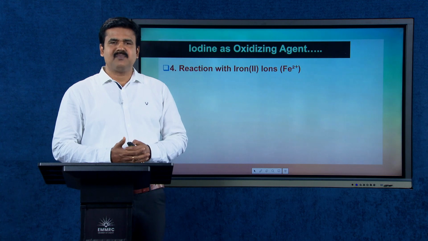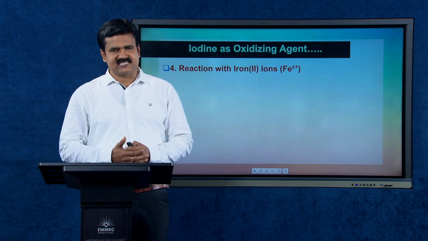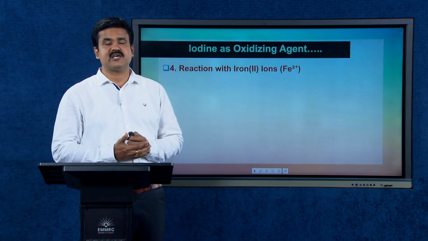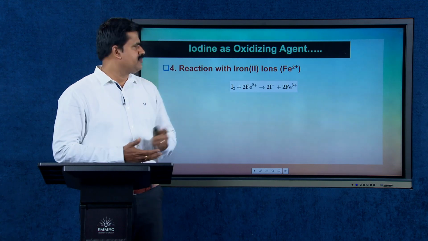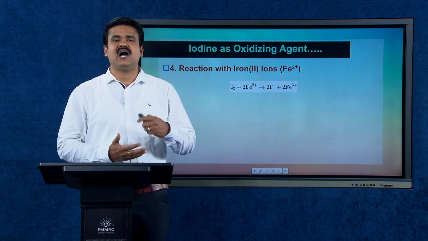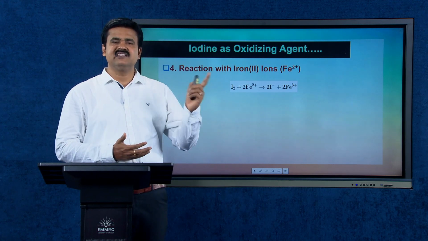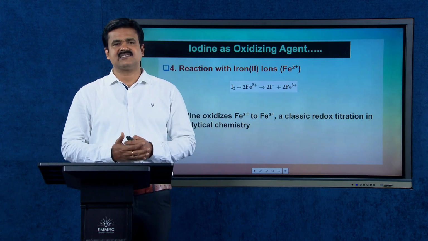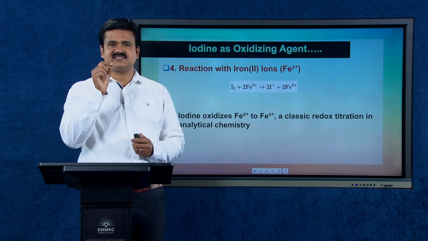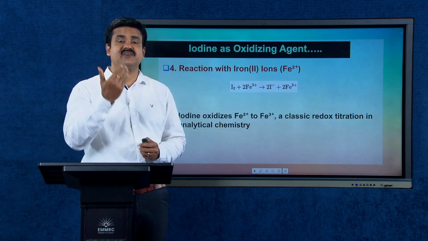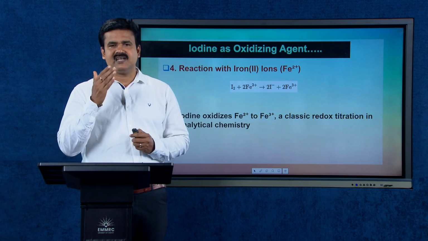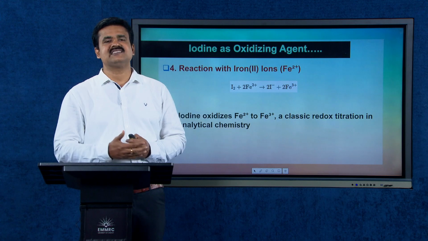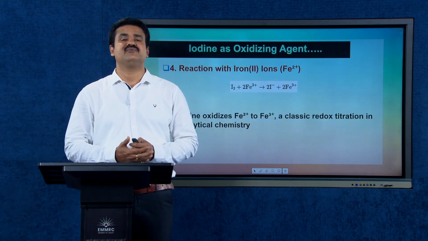This is the fourth example where iodine acts as an oxidizing agent, that is, the reaction of iodine with Fe2+, the ferrous ion. This is the reaction: I2 plus 2Fe2+ gives 2I- plus 2Fe3+. In this reaction, it is very clear that iodine oxidizes Fe2+ to Fe3+. That is, ferrous ions are oxidized to ferric ions by iodine. This is a classical example of redox titration in analytical chemistry. You can use iodine as an oxidizing agent for the conversion of ferrous ion to ferric ion.